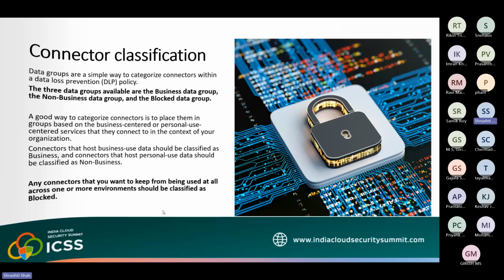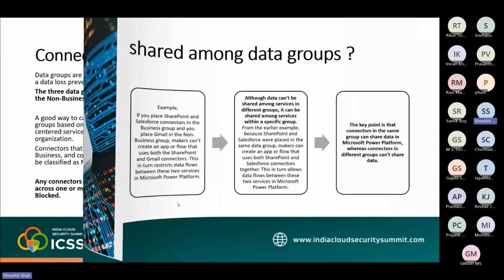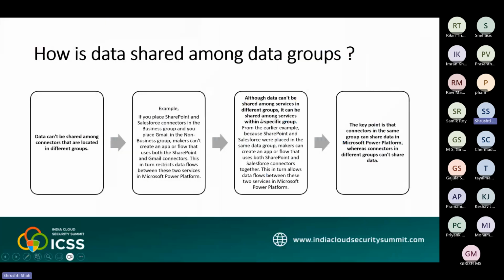I think I already covered three different data groups: business, non-business, and blocked. So definitely I elaborated a lot on this. Maybe let's first see how data is shared among the data groups. Okay, so data can't be shared. Now three different data groups: business, non-business, and blocked. So as you can see, data can't be shared among connectors that are located in different data groups. I already elaborated on this.